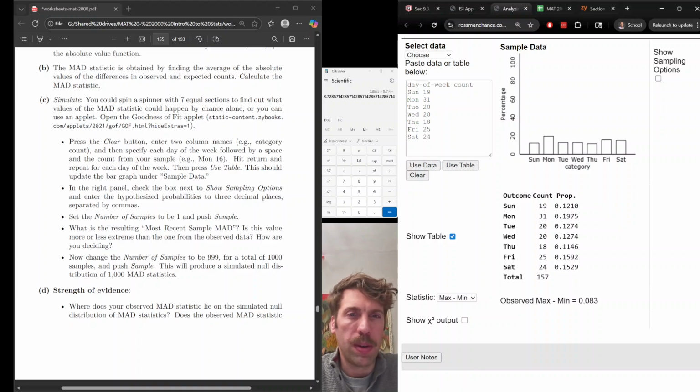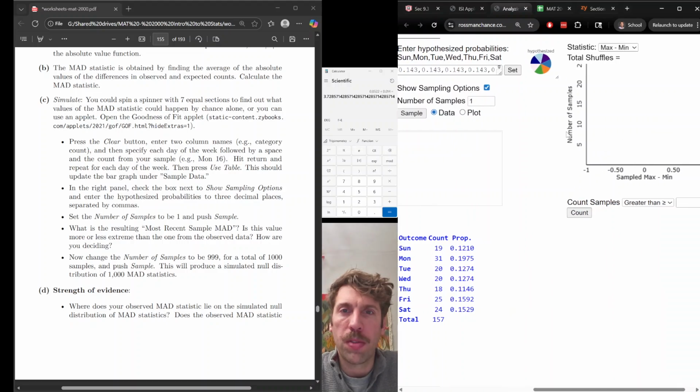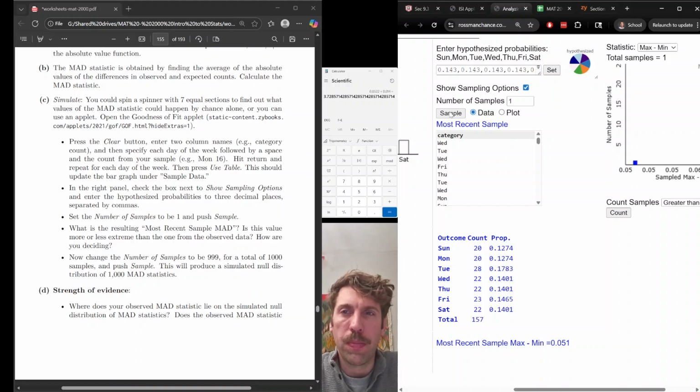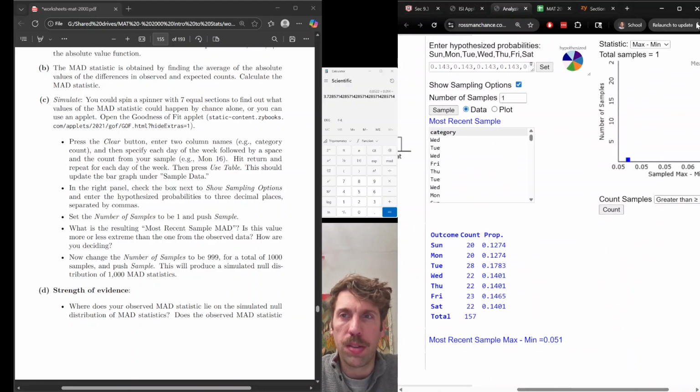So in the right panel, check the box, show sampling options. All right, set the number of samples to be 1, press sample. Okay, number of samples, 1 sample. So, what is the resulting most recent sample MAD? A statistic is not max minus min, it's MAD. Okay, so most recent MAD for that data is 1.765.